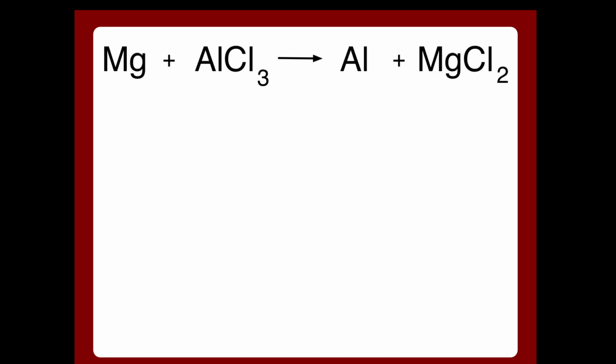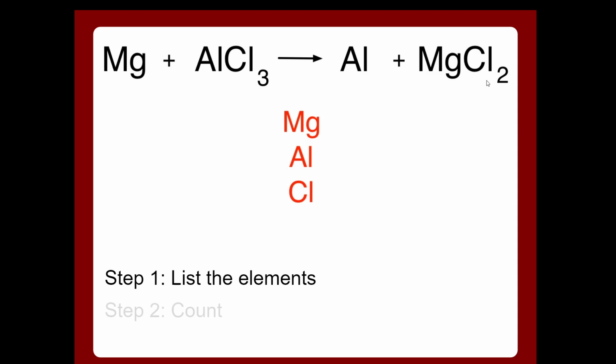Okay, so this one's another type here. Notice this is one where we're going to get to be able to use our 2 and 3 rule because chlorine here has 3, this side has 2. We list the elements out. We count them on both sides.